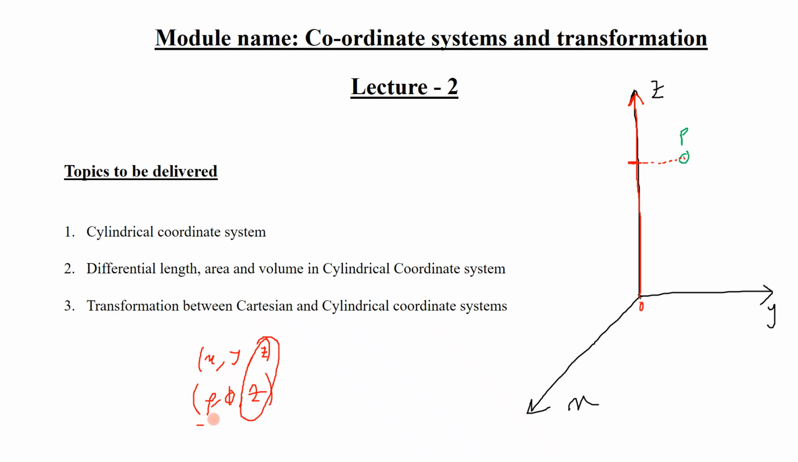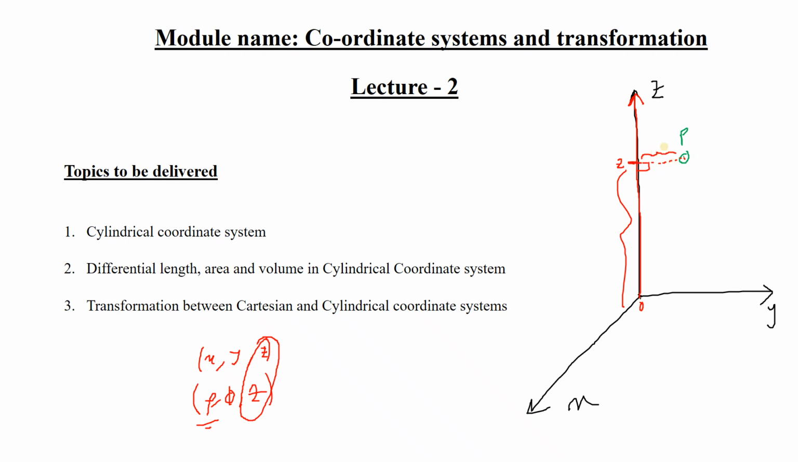Now, the first coordinate is rho. What is rho? For finding rho, we measure from this particular point P to the perpendicular of the z. That means we are measuring the height, at what height it is situated from the xy plane. That is the value of z. That means we are drawing a perpendicular line, and we get this z point. Value of z. Height.